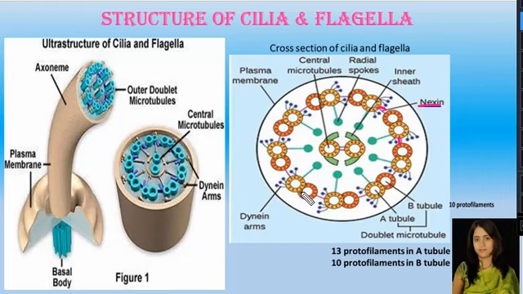Each doublet is connected to the central sheath by a structure called a radial spoke. You look at this. This is a doublet and here is a structure, and this structure is known as a radial spoke. Both cilium and flagella arise from a centriole-like structure, and the centriole-like structure is known as what? Basal body.